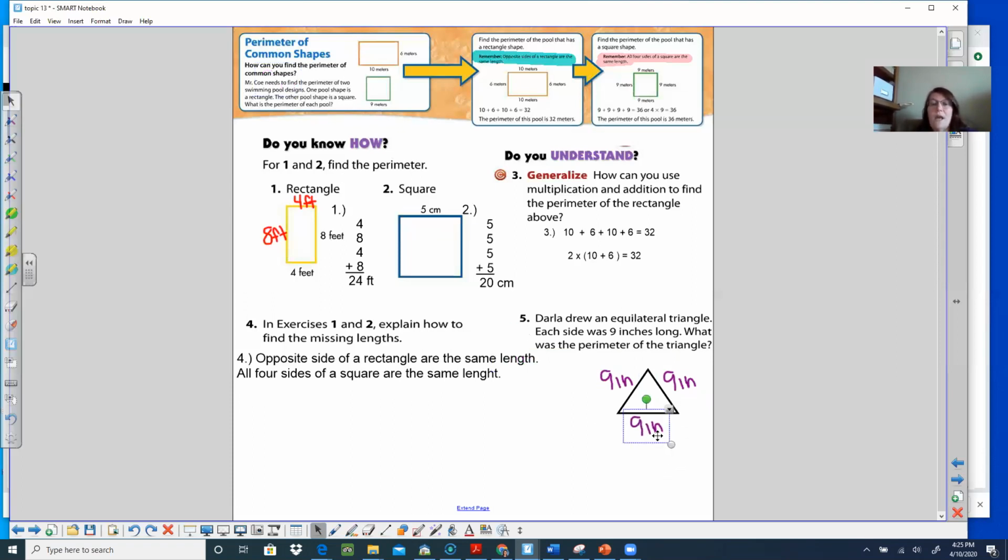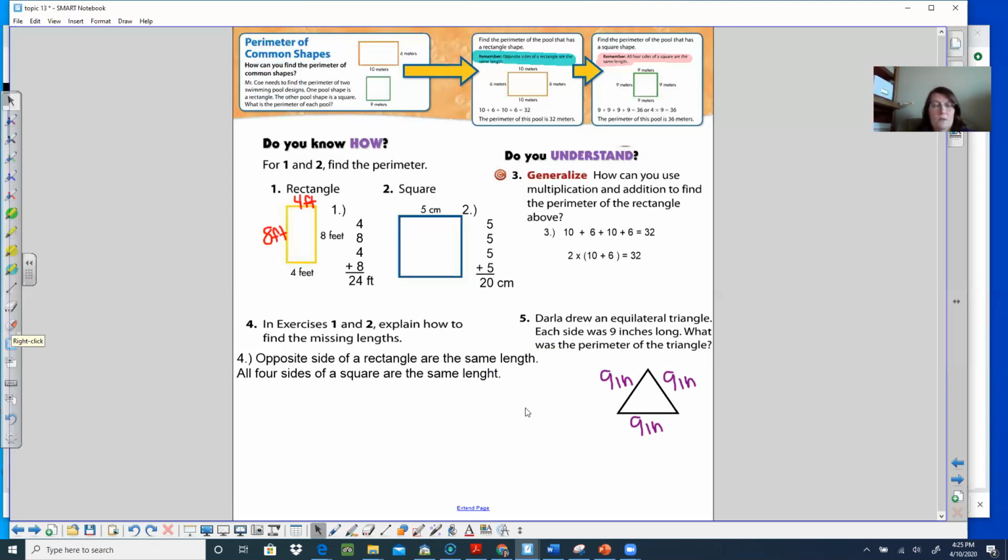Okay. So now that I have that, make sure you draw your shape too. Just draw it the best you can. You don't have templates at home, so I'm not expecting a perfect triangle. But draw a nice triangle, label all the sides 9 inches, and now we're going to write our equation.